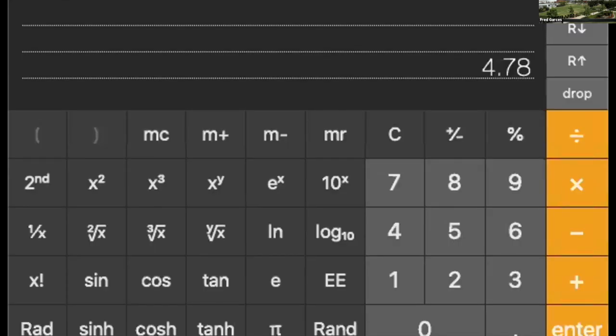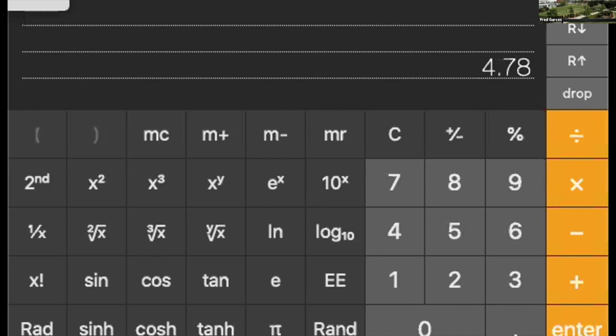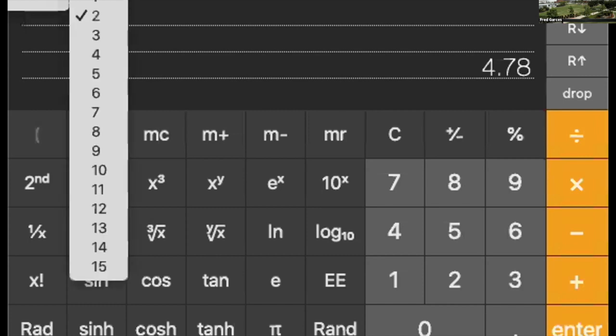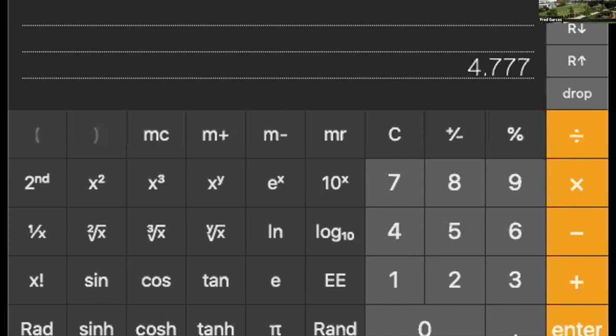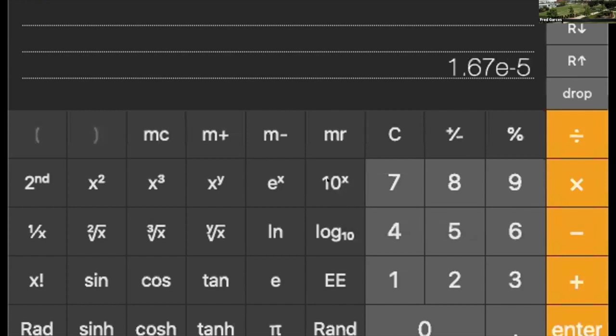In the calculator, there's a way to change the number of decimal points that you have. So what I'm going to do is say there's 3 decimals. That way I have 3 digits after. So what we're going to do next is change the sign here. And then I'm going to use this function, 10 to the x. And look what happens. I have 1.67 times 10 to the minus 5, which was my hydronium ion concentration.